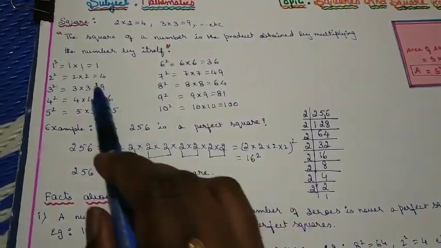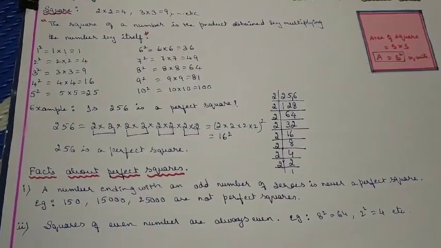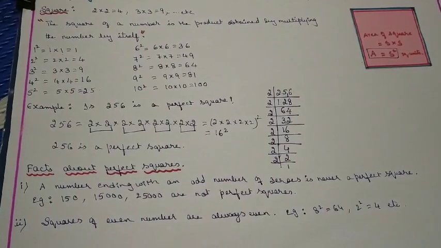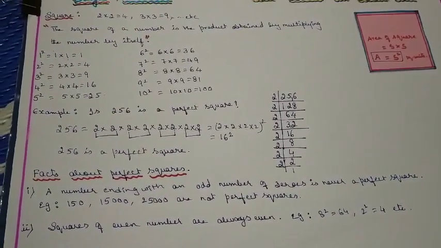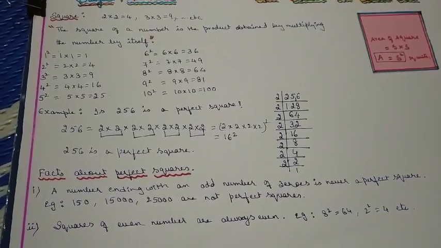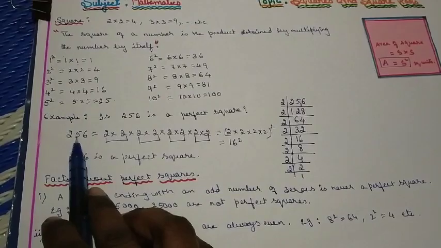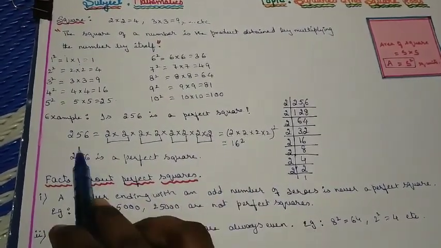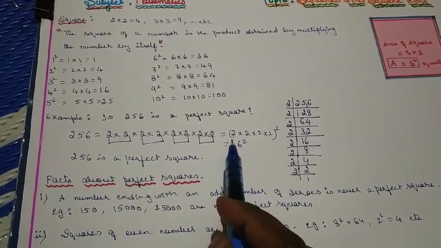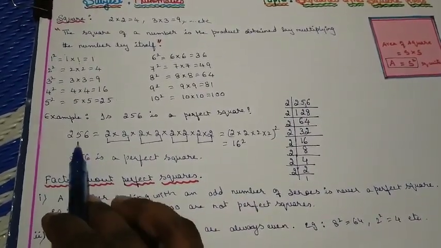Not only from 1 to 10, even if you go for higher numbers like 12 square, 12 square is nothing but 144. Again 4 is the ending digit, which means it is an even number. If I go with 16 square, it is 256. You can observe in the example which I showed, 16 is an even number, and the square of an even number, again I got an even number.